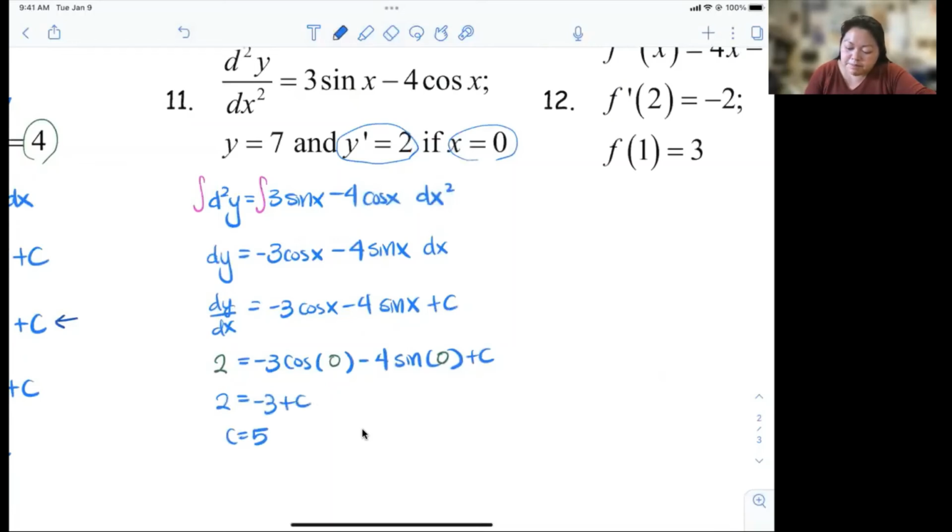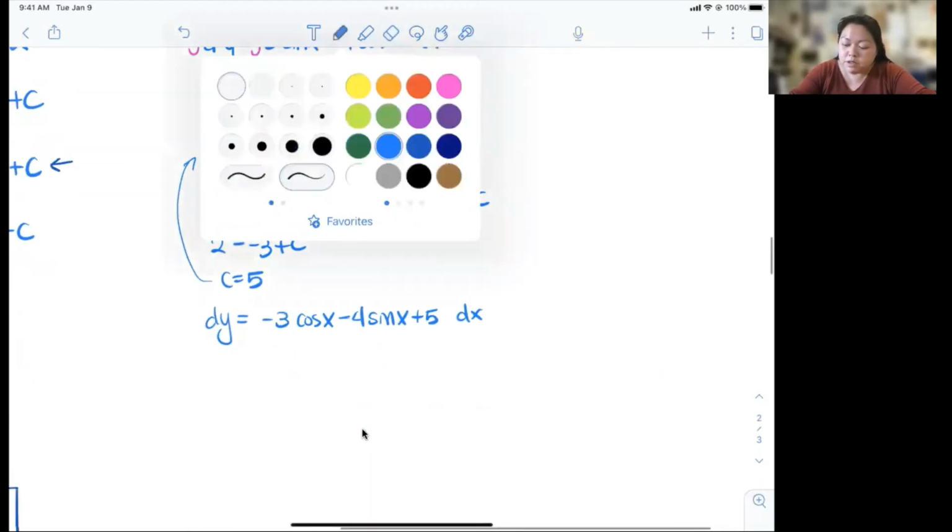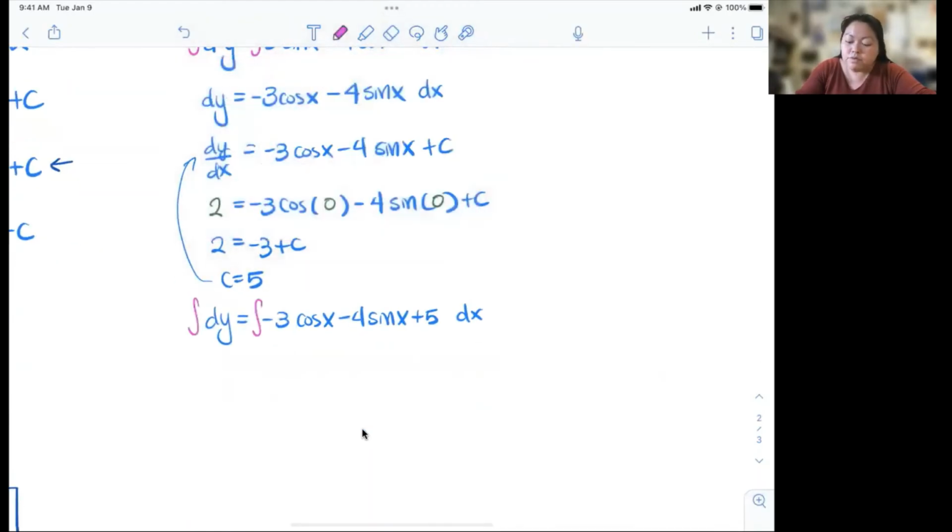So at this point, I'm going to put it back into this equation right here. So dy equals negative 3 cosine x minus 4 sine x plus 5. And I'm going to put the dx back here because we got to go one more time to figure out my original function. So take the antiderivative one more time, right? So I get y equals negative 3 times the antiderivative of cosine x, which is positive sine x, minus 4 times the antiderivative of sine x, which is negative cosine x, so it's negative cosine x plus 5x plus c.